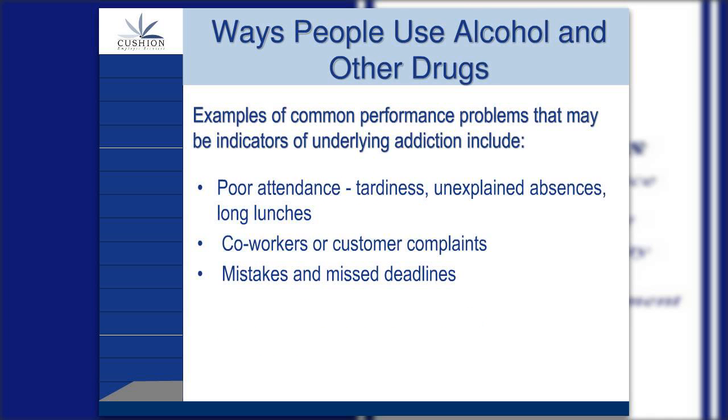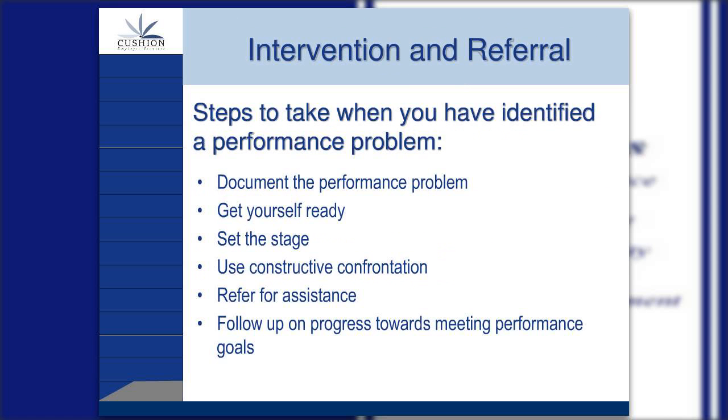Examples of common performance problems that may be indicators of underlying addiction include poor attendance, tardiness, unexplained absences, long lunches, coworker or customer complaints, mistakes and missed deadlines. Ongoing performance problems that do not respond to normal supervisory actions may be signs of addiction and other personal problems and may require more intervention.